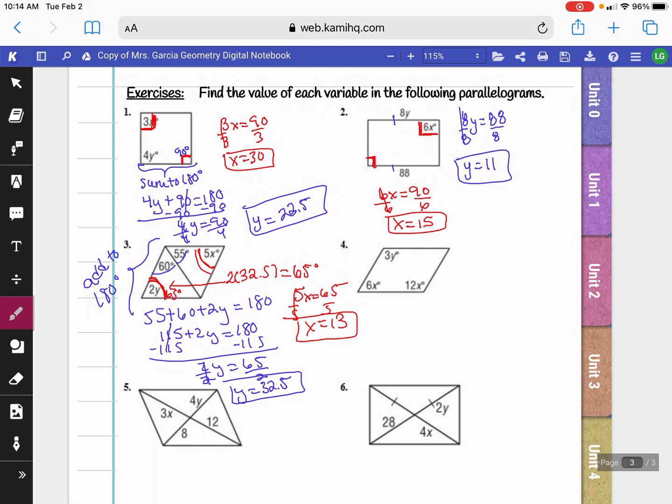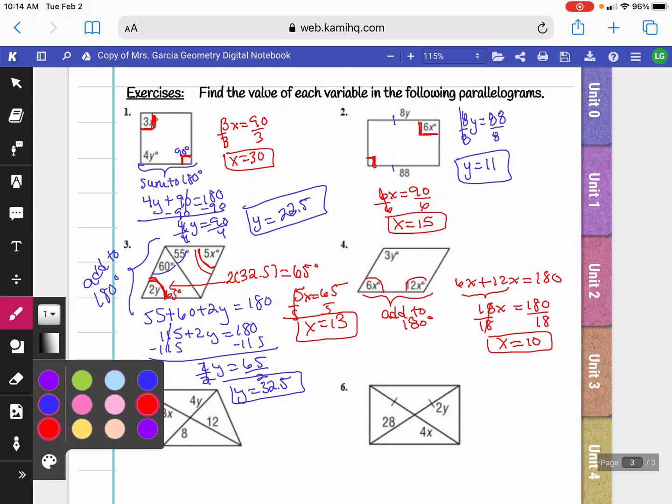So here what I'm going to do is pair these that are side by side. Because I know if they're side by side, they add to 180 degrees. So I can say 6x plus 12x equals 180. If I combine these, I get 18x equals 180. So my answer for x is going to be 10.